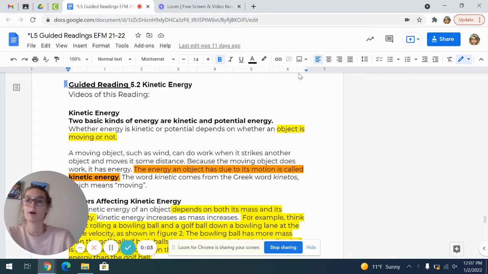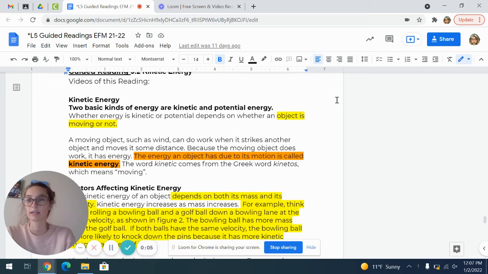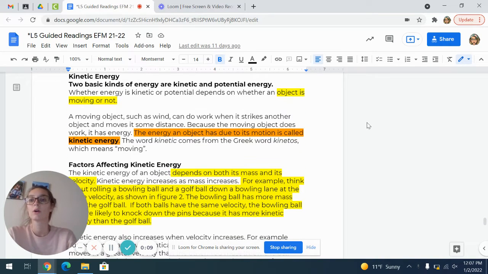All right, today we're going to read about kinetic energy. Two basic kinds of energy are kinetic and potential energy. Whether energy is kinetic or potential depends on whether an object is moving or not. A moving object, such as wind, can do work when it strikes another object and moves it some distance.